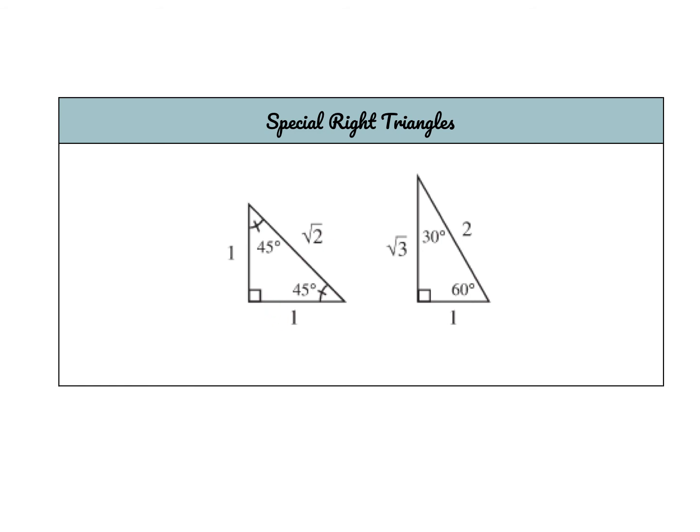So our two special right triangles, we call this one a 45, 45, 90 triangle because the three angles are 45, 45, and 90 degrees. We call this a 30, 60, 90 triangle.